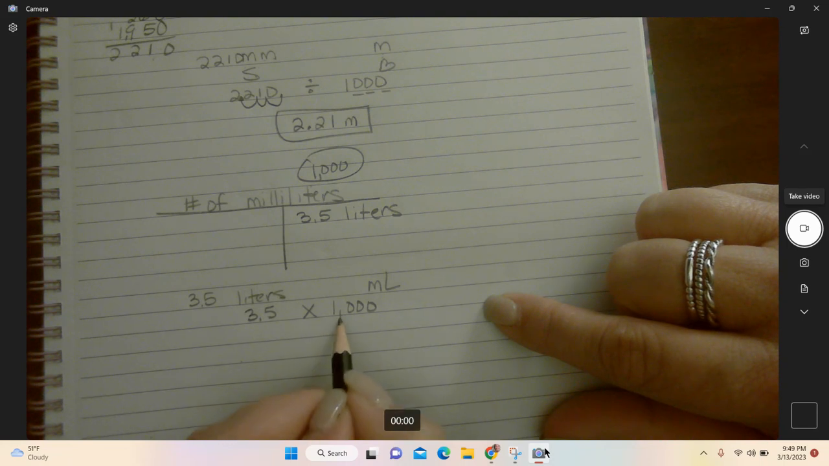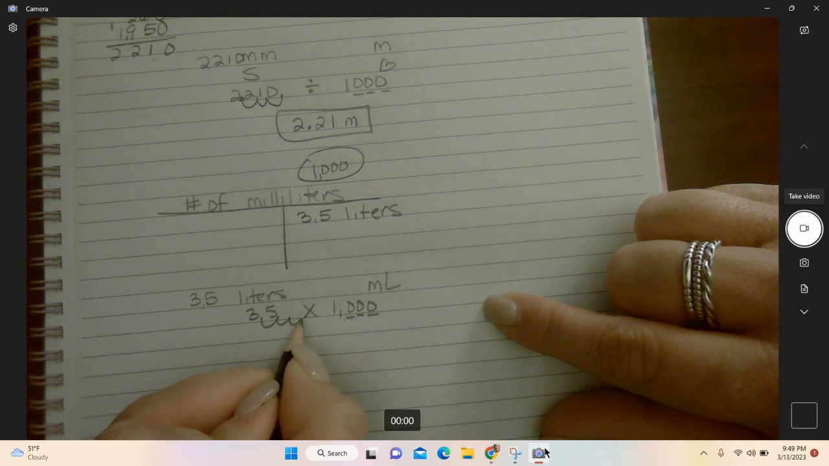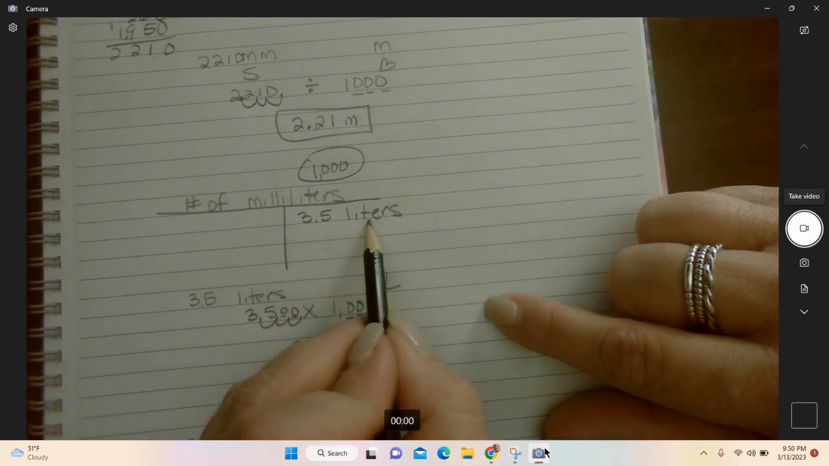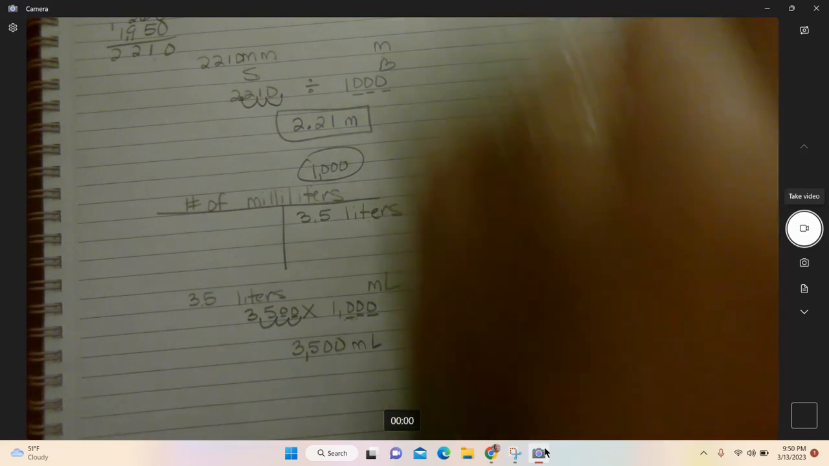And I know multiply with all my might, move the decimal to the right. I've got 1, 2, 3 zeros. So I'm going to move it 1 place, 2 places, 3 places, and fill in with zeros. So I've got 3,500 milliliters since I was switching from liters to the much smaller milliliters. And it's as easy as that. Let's do one more together.